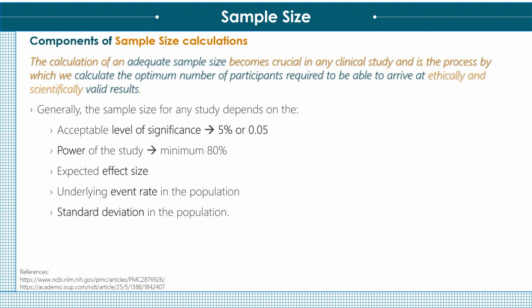But basically, it depends on the acceptable level of significance, as we saw in our previous examples, which is 5% or a p-value of 0.05 or less. The power of the study is used to calculate the sample size, and a minimum of 80% is accepted globally. An expected effect size, the underlying event rate in the population, and the standard deviation in the population. So I will explain by using examples.